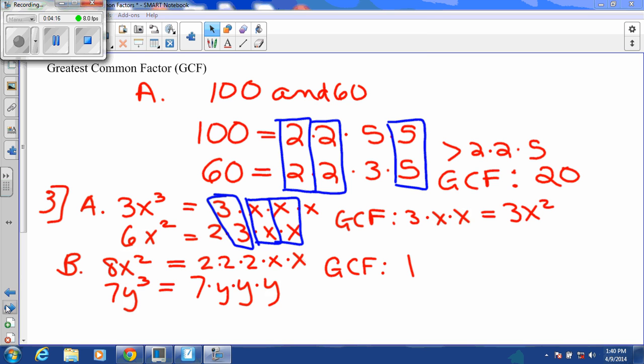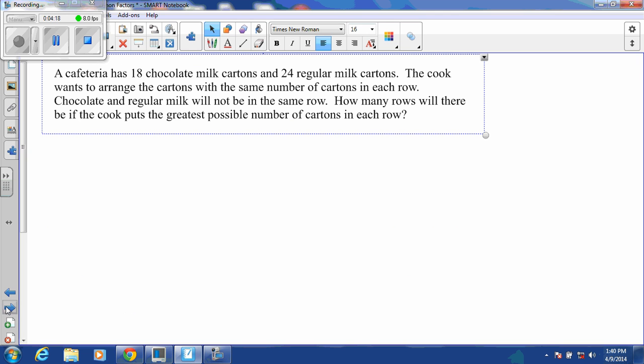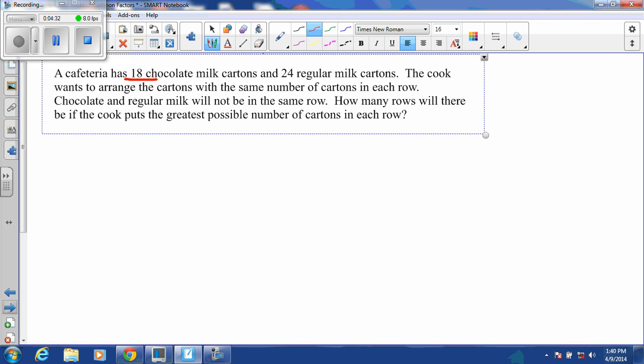We're almost finished for today, but I do have a word problem for you. Here it is. A cafeteria has 18 chocolate milk cartons and 24 regular milk cartons. The cook wants to arrange the cartons with the same number of cartons in each row. Chocolate and regular milk will not be put in the same row. How many rows will there be if the cook puts the greatest possible number of cartons in each row?